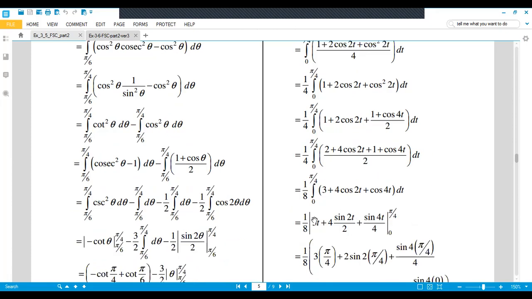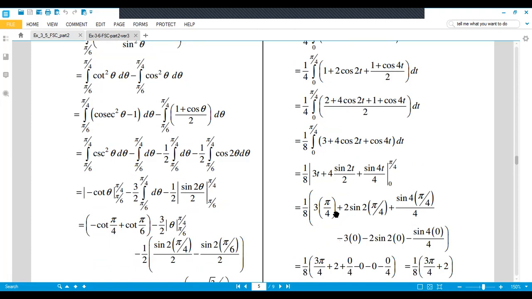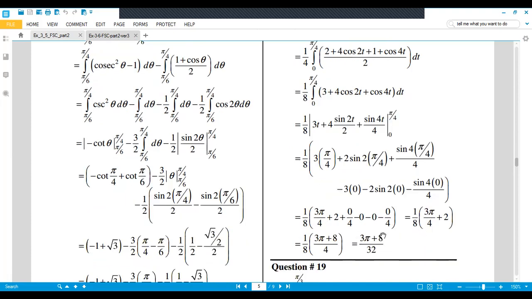And now we integrate. Integral of 3 is 3t. Integral of 4 cos 2t is 4 sine 2t divided by 2. And cos 4t is sine 4t divided by 4. Now we put the upper limit minus lower limit. So we get this answer.